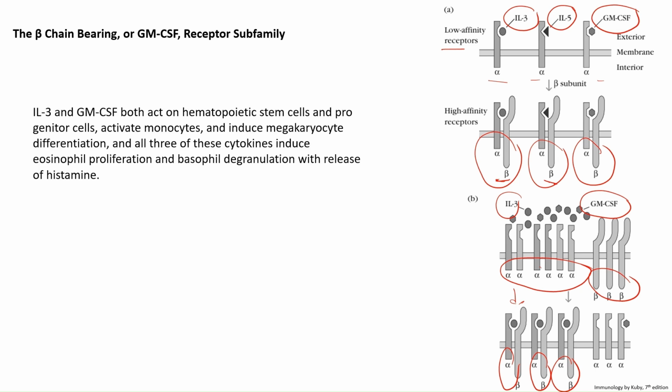Now, interleukin 3 and GM-CSF both act on hematopoietic stem cells and progenitor cells. They activate monocytes, induce megakaryocyte differentiation, and all three of these cytokines induce eosinophil proliferation and basophil degranulation with release of histamines. So this is the function of interleukin 3 and GM-CSF.